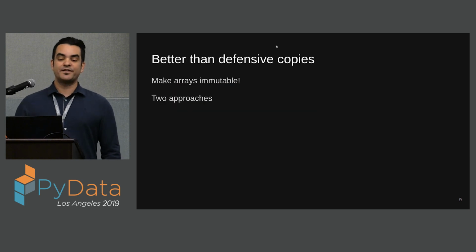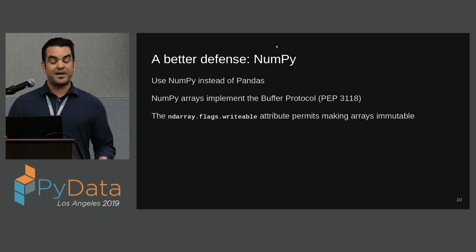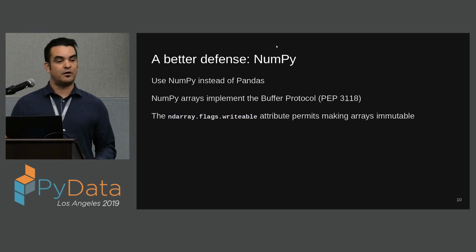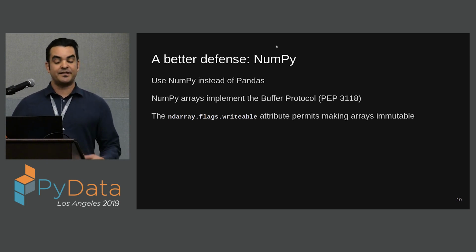So what's better than defensive copies? Well, we can make arrays immutable. And there are two approaches we can take. One approach is to simply use NumPy instead of pandas when we need immutability. We can do this because NumPy arrays implement the buffer protocol as defined in PEP 3118, which dates back to 2006. In NumPy we see that the array has a flags and a writable attribute that permits making arrays immutable.